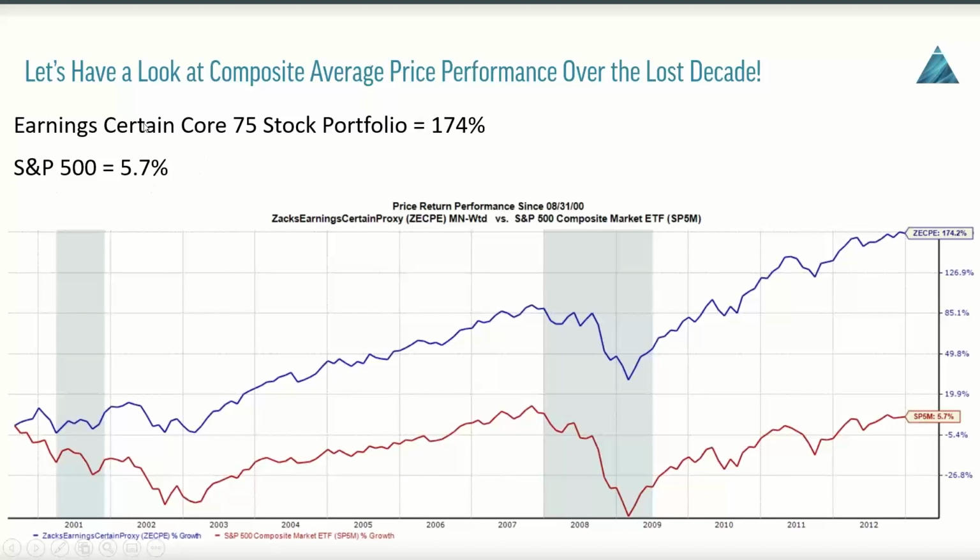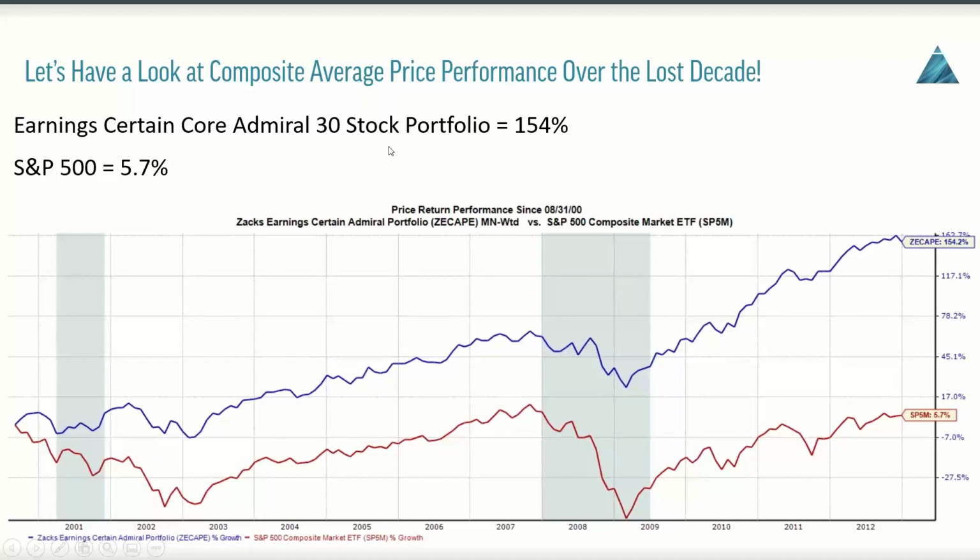S&P 500 5%, 5.7%, so almost zero. Again, I think I picked 8/31 of, I can't remember what I picked, 2000 I think is the start date. So yeah, it's right up here in the title. So 8/31/2000 is the start date, and ran it through the 12/31/2012 point. So that's the earnings certain core 75 stock portfolio.